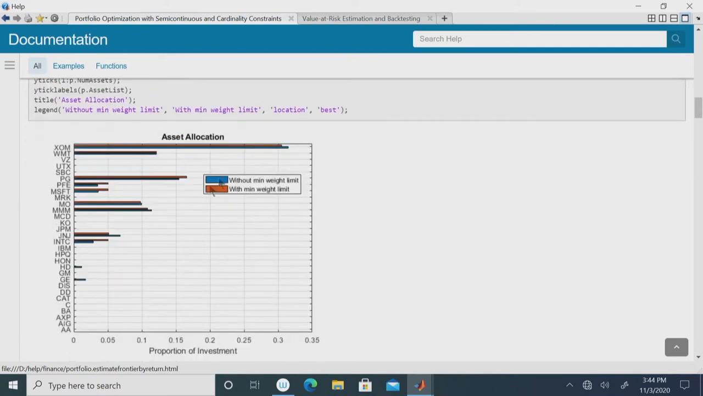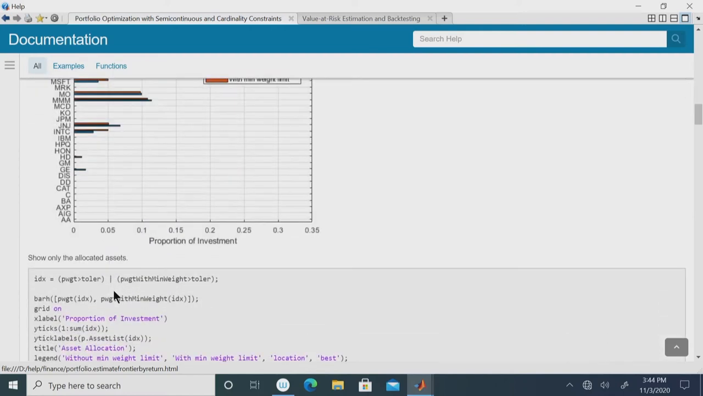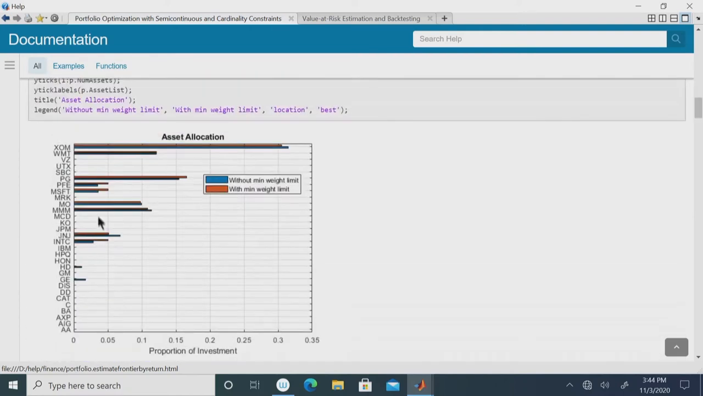So you see that these are the two assets, one of which is GE. Observe carefully that these are the two where we have the blue line but we do not have the orange line. That means this does not satisfy the criteria for the minimum weight limit. Once we have done this, this gives the asset allocation for all the assets included in the original data set, or the universal set of assets. And among these we observe that there are several assets for which there is no allocation.